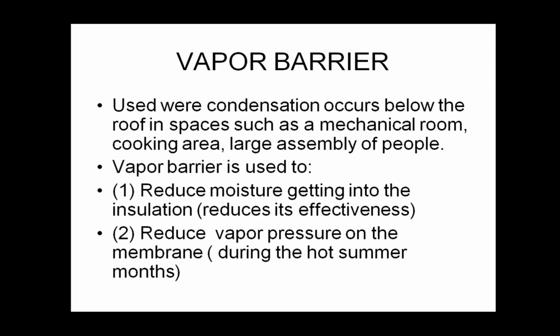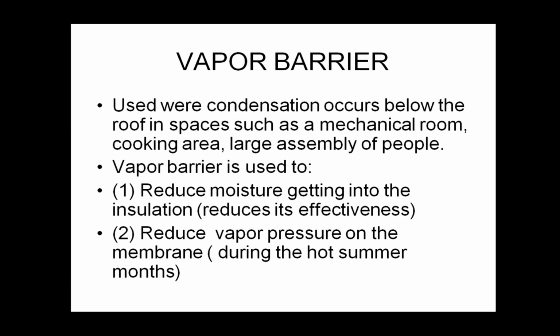All right, so a vapor barrier is used where condensation occurs, usually below the roof, in spaces where things like mechanical rooms and cooking areas are. In a cooking area, there's going to be a lot of steam generated, and that's moisture. Wherever you have a lot of people, heat gets generated. It becomes a little stuffy inside if you've been in a very crowded room, so there's moisture there. In mechanical rooms, obviously, whether you have boilers or water heaters, anywhere you're heating a liquid, there could be condensation or some kind of moisture as well.